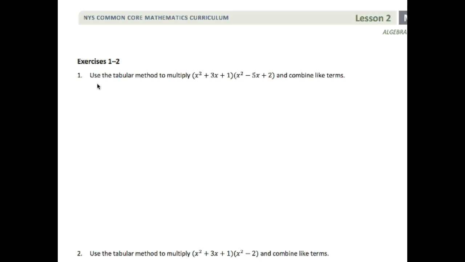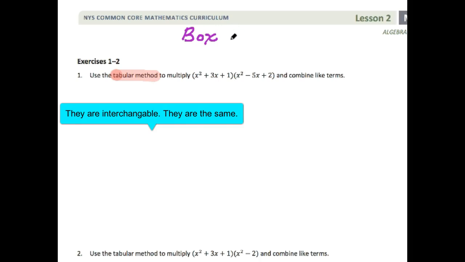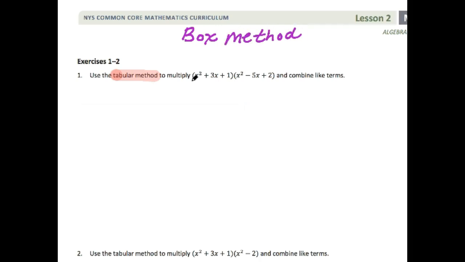Okay, so in number 1 and 2 we're going to use, it says the tabular method here, and so this language has changed a little bit. It doesn't say area method, and we'll talk a little bit more about this in class, but notice how it says tabular method. I really want you to consider the tabular method as also called the box method. So I've got a couple of examples to show you in this video. So it's the box method.